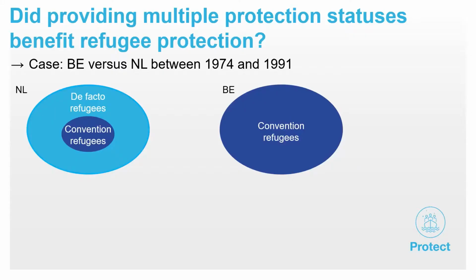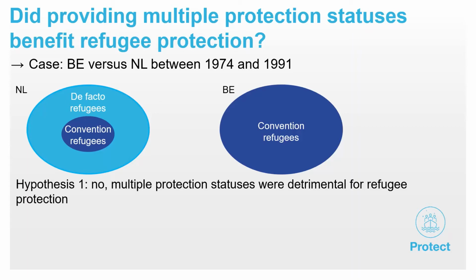We can also question whether it is a good thing for refugee protection to provide non-convention refugee statuses, albeit de facto statuses, subsidiary protection or other forms of protection. We've tried to provide an answer to these questions through comparing Belgium and the Netherlands between 1975 and 1991, because that is a time frame where the Netherlands did have non-convention refugee statuses and Belgium did not have multiple protection statuses. Did providing multiple protection statuses benefit refugee protection?